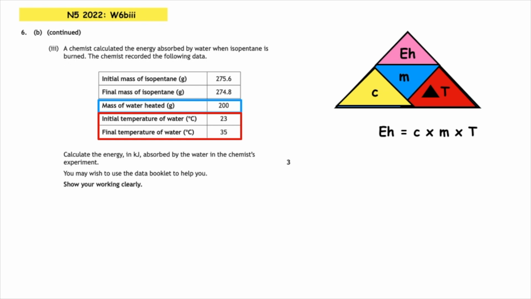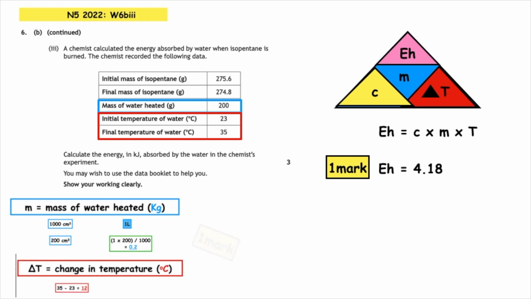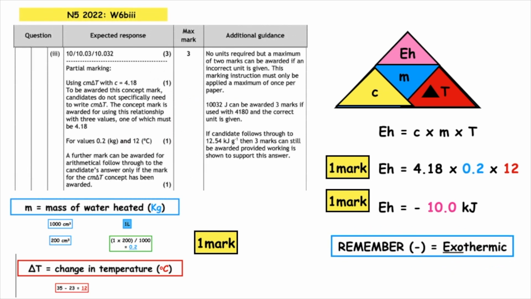We can substitute in the heat capacity of water, which can be found on the first page of your data booklet, as 4.18. We then have to use a table, and we have to find the mass of water. We can see that the mass of water heated was 200 grams. We have to change that into kilograms, so that would come out at 0.2. And then we have to find the change in temperature of the water. So we can see that the starting temperature was 23, the final temperature was 35. If we take the difference between them, that would give us a change in temperature of 12 degrees. When we pop that into our calculator, we get 10 kilojoules of energy released. Remember, we want to put that negative as it is exothermic.